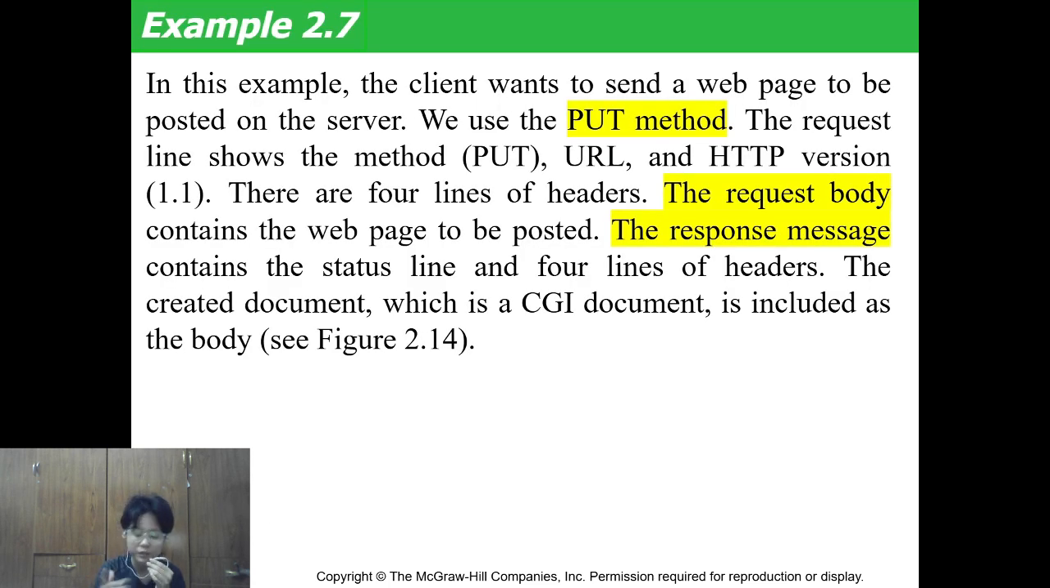In this example 2.7, the client wants to send a web page to be posted on the server. We use the PUT method. The request line shows the method PUT, the URL, and the HTTP version. In 1.1, there are four lines of header. The request body contains the web page to be posted. The response message contains the status line and four lines of header. The created document, which is a CGI document, is included as the body.